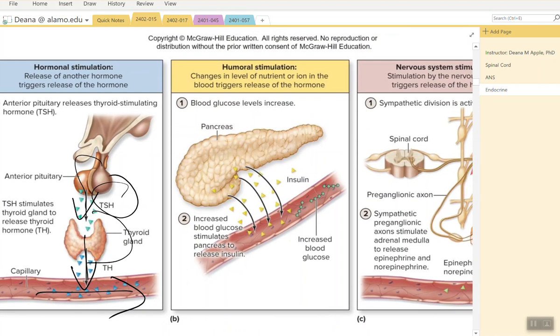The pancreas responds by releasing either insulin or glucagon in response to blood glucose levels. Blood glucose levels get too high, what's released? Insulin. Blood glucose levels get too low, glucagon's released.